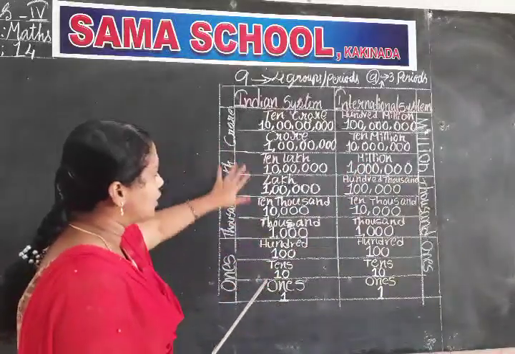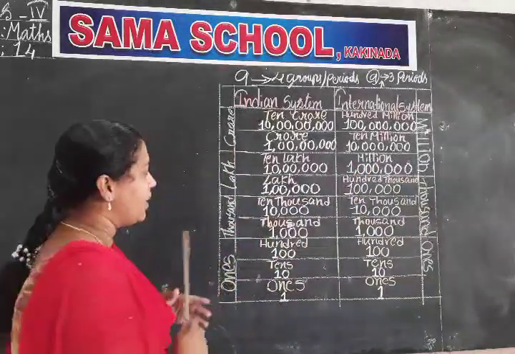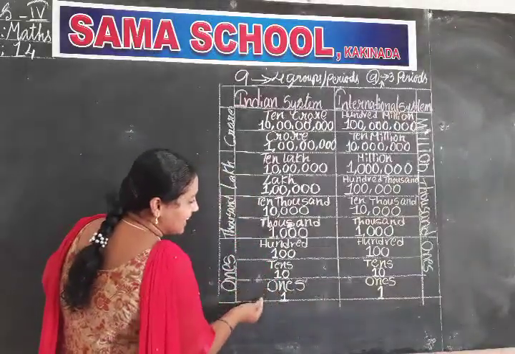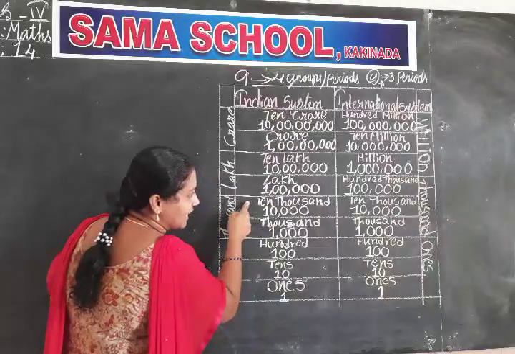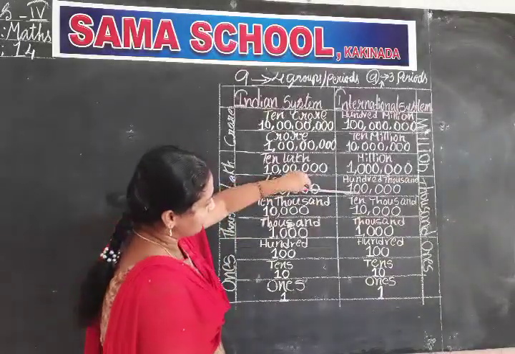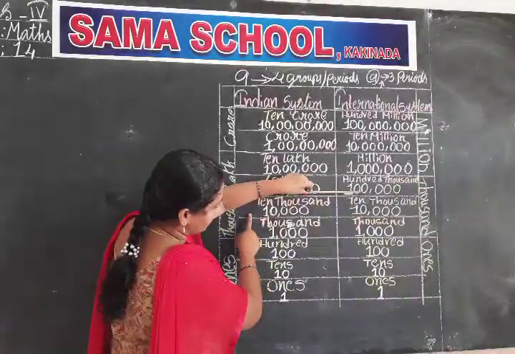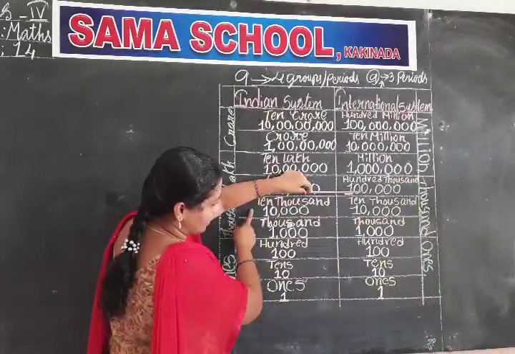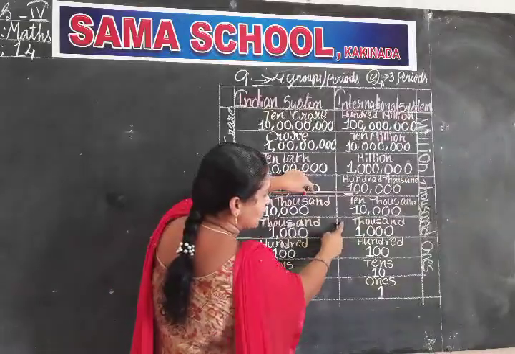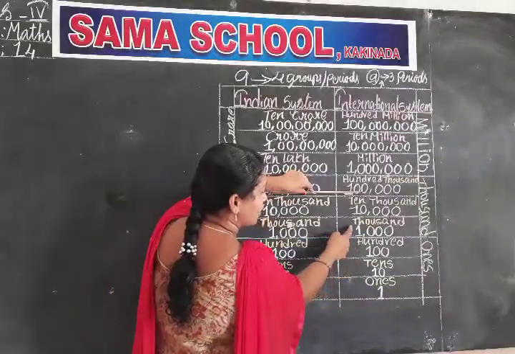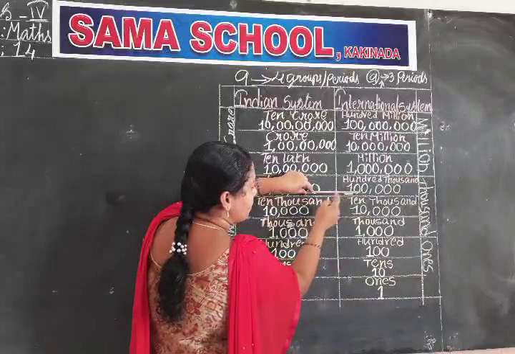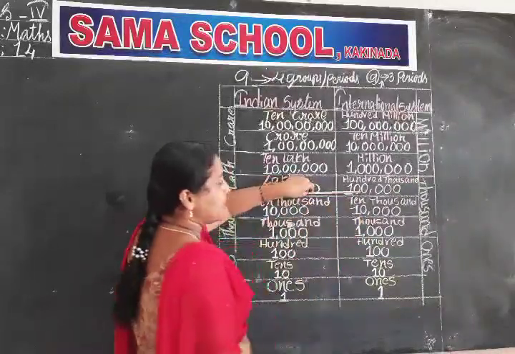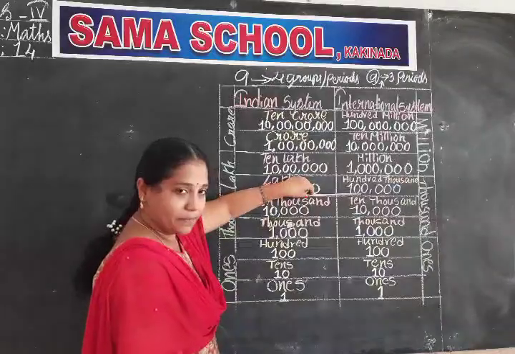I wrote the place values also here. So, what are the similarities here? Up to 10,000 place in the Indian system, and in the international system also: ones, tens, hundreds, thousands, 10,000. Up to 10,000 in both the systems, the place values are the same.